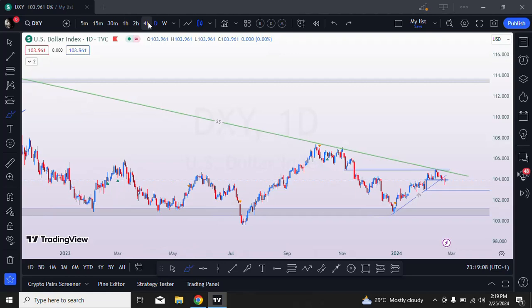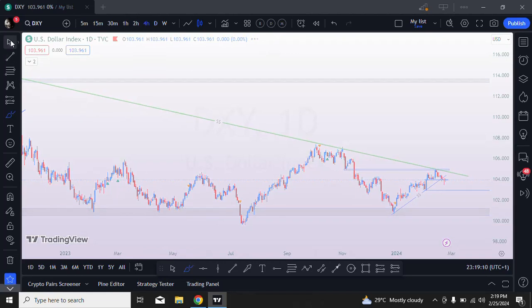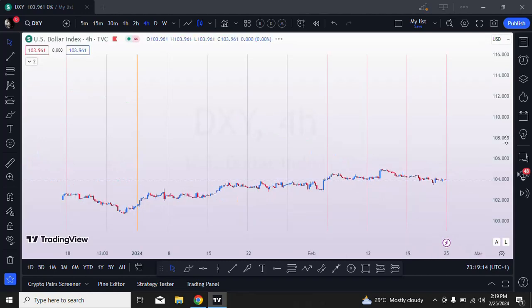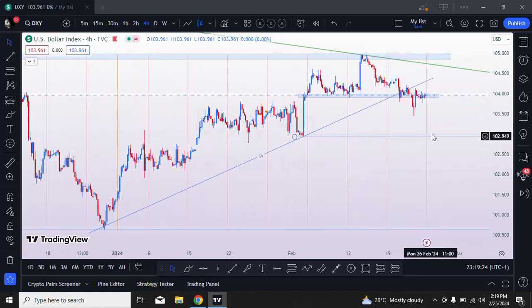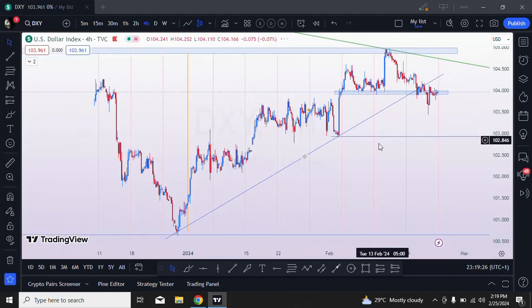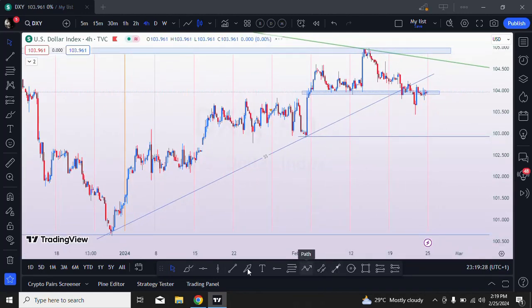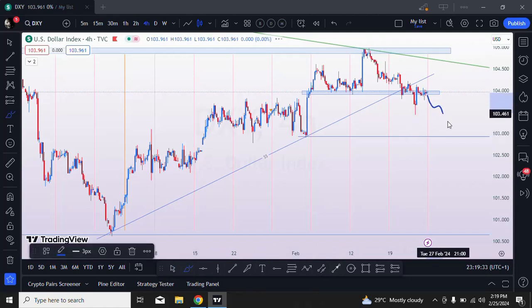Let's go down to 4 hours time frame. Since price has rejected from that trend line and this resistance here, you can see market is already falling down. So what am I expecting DXY to possibly do this week? I'm expecting DXY to probably continue the downtrend. That's my number one bias.